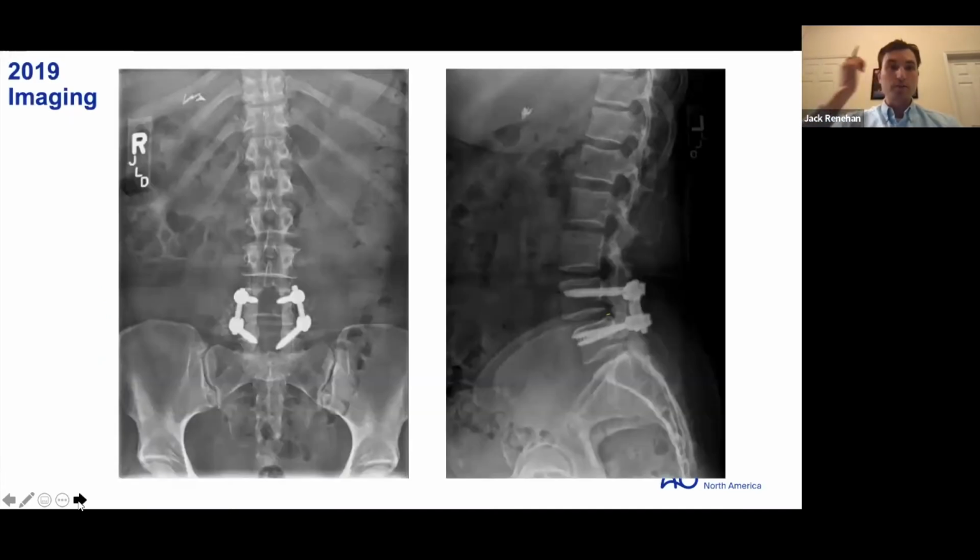Next slide, please, Alex. So this was the imaging after her initial index surgery, the 4-5 Lami fusion back in 2019. You can see she's got good disc height at L3, L4. Good lumbar lordosis, overall really excellent radiographic outcome with a good laminectomy defect, good adequate decompression. You can go to the next slide.